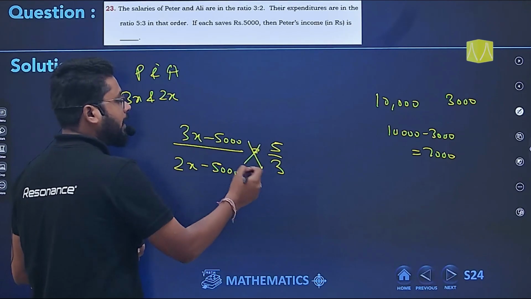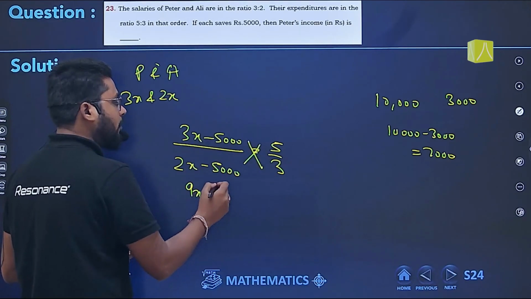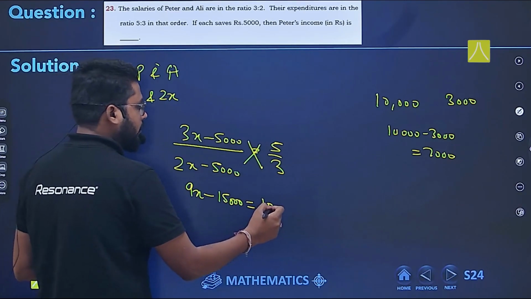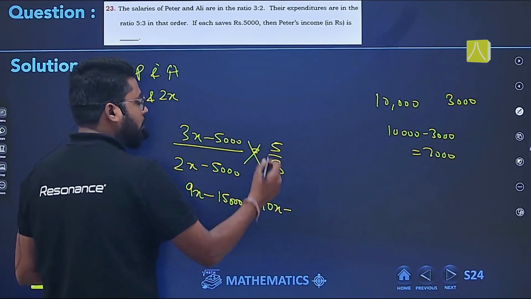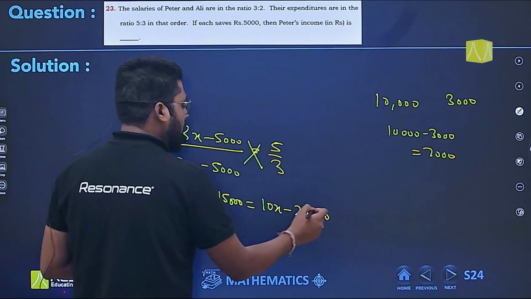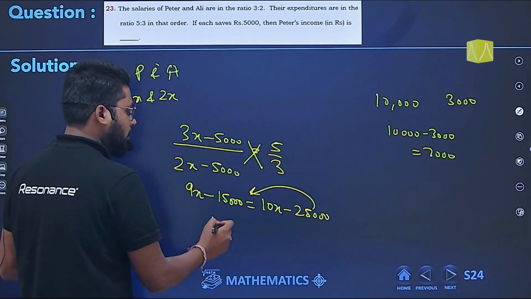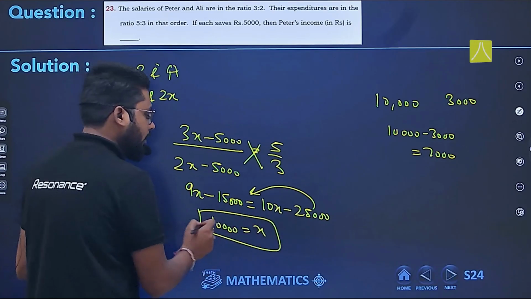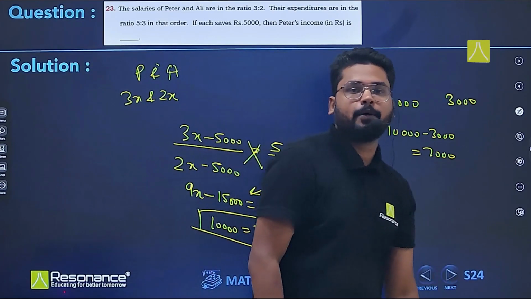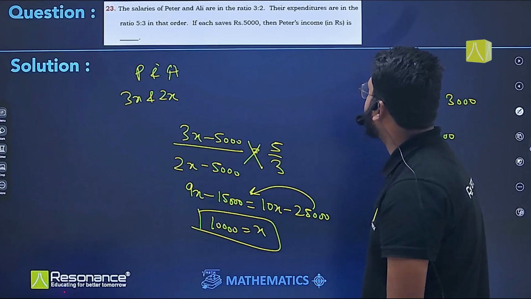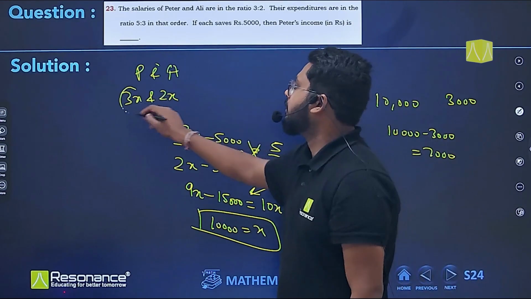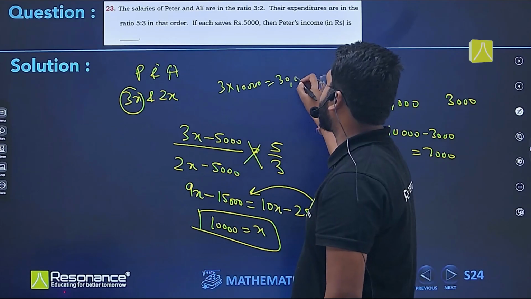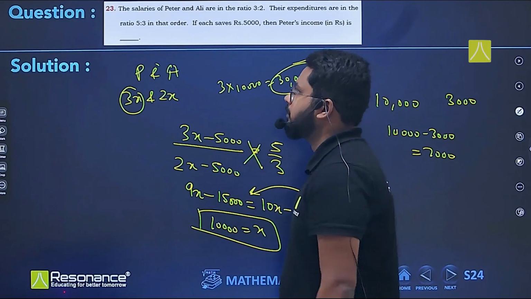If I cross multiply it, 3 into (3x minus 5,000) is 9x minus 15,000, and 5 into (2x minus 5,000) is 10x minus 25,000. So I'll transpose 25,000 to this side. So 10,000 will be 10x minus 9x, which is x. So x is 10,000. But we have to find the income of Peter. Income of Peter is 3x. So 3 into 10,000 is 30,000 rupees.